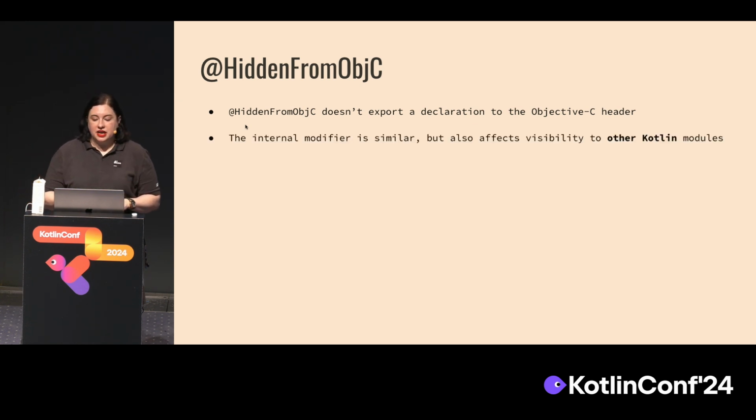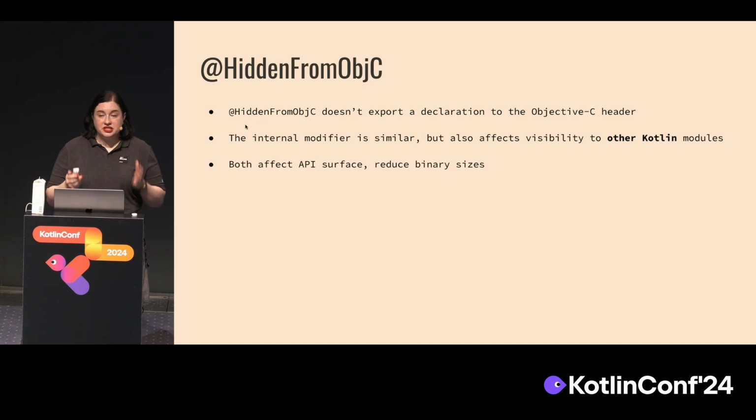So we can have a similar effect in Kotlin with the Kotlin internal modifier, but this will also affect the visibility of the Kotlin declaration to other Kotlin modules. So why would we want to do this? Well, it will affect our API surface for sure, but it also will reduce dramatically, hopefully, our app's binary sizes.